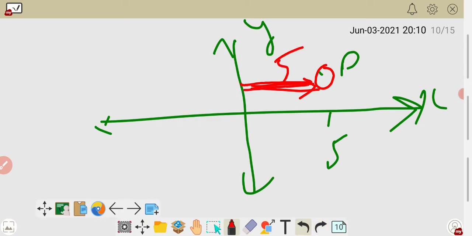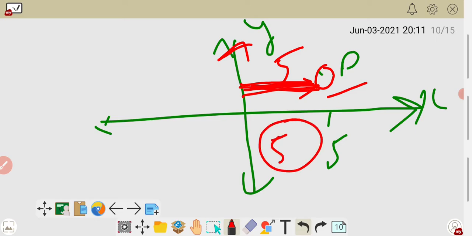So what is the gap from the y-axis? Just see the distance of the point from the y-axis. The y-axis is here. From here you have to count. So this gap is 5. So this 5 is known as the x-coordinate. This 5 is known as the x-coordinate because it comes on the x-axis here.